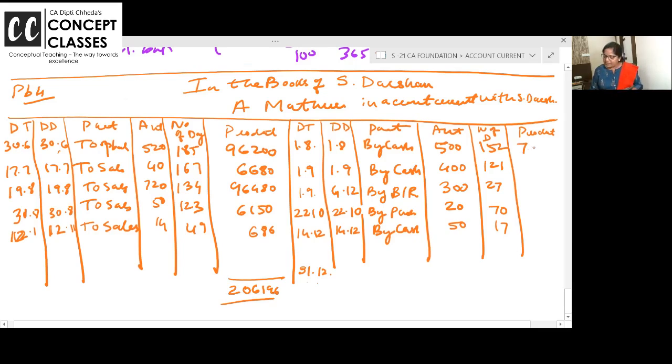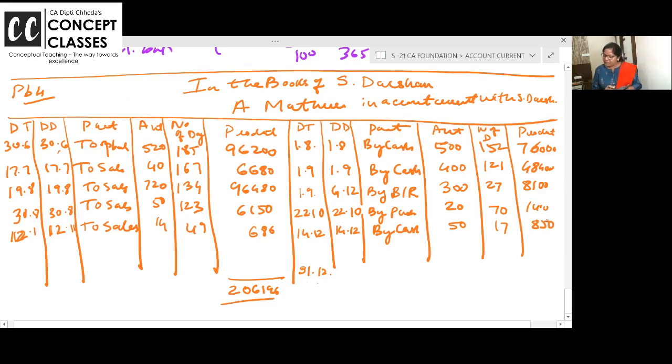Now this side. 500 amount into 152 days, 76,000. Minus 400 into 121, 48,400. If you put in memory, you can go on doing minus. In the exam, speed will come. 8,100. 20 into 70, 1,400. 50 into 17, 850.